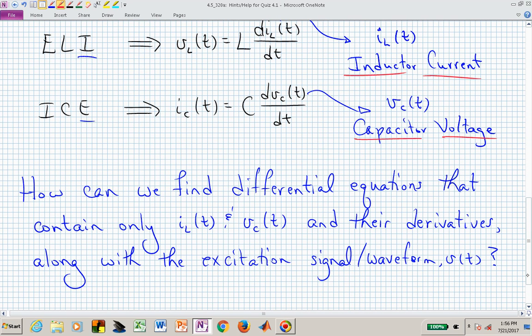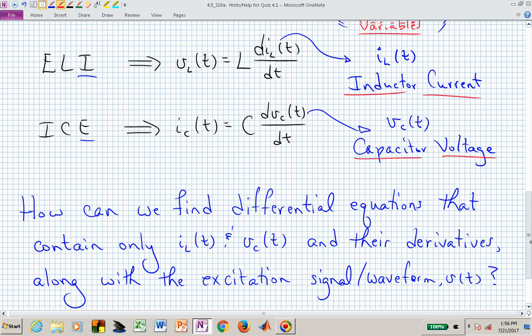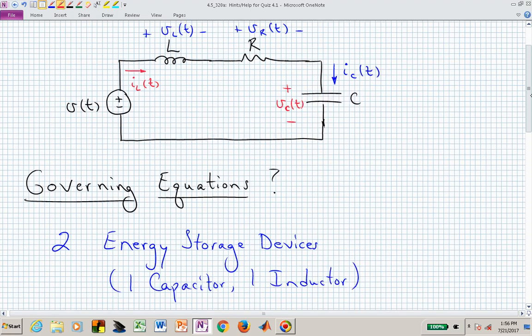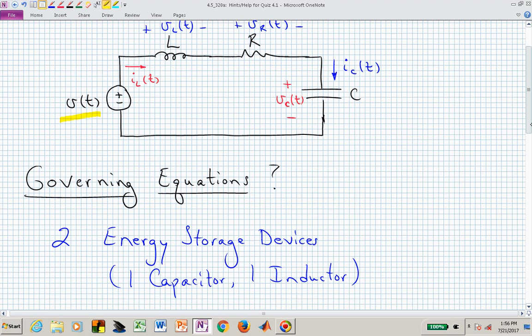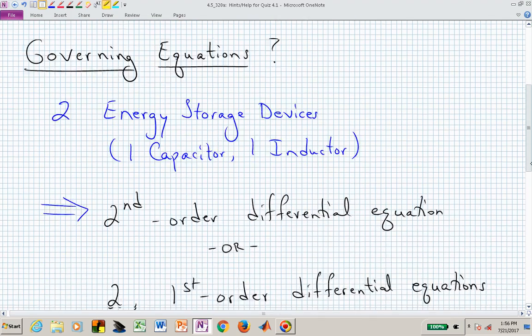With that said, what we need to now focus on is how can we find differential equations that contain only the inductor current, and in this case, the capacitor voltage and their derivatives, along with the excitation signal or waveform V of t. That's the voltage source in this particular circuit. The V of t is an independent variable that will be appearing in our differential equations.